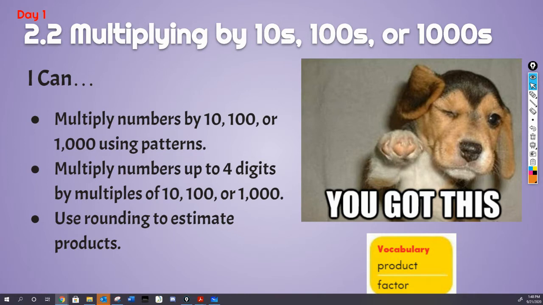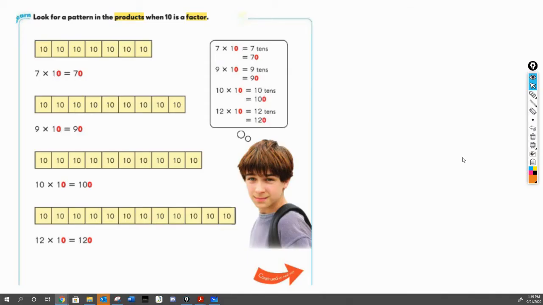As we get rolling through this, your key vocabulary, we have 2 words today, product and factor. A product is what you get when you multiply 2 or more numbers, and a factor is simply a number that you multiply. I'm really hoping beyond hope that both of those are review. All right, so moving on.